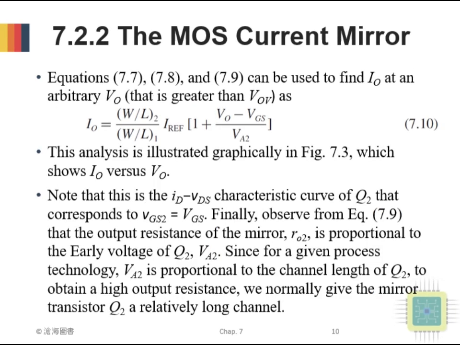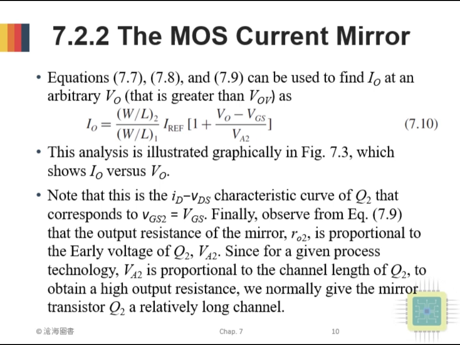Equations 7.7, 7.8, and 7.9 can be used to find I_O at an arbitrary V_O that is greater than V_OV, as equation 7.10. This analysis is illustrated graphically in Figure 7.3, which shows I_O versus V_O. Note that this is the i_D versus v_DS characteristic curve of Q2 that corresponds to V_GS2 equals V_GS.